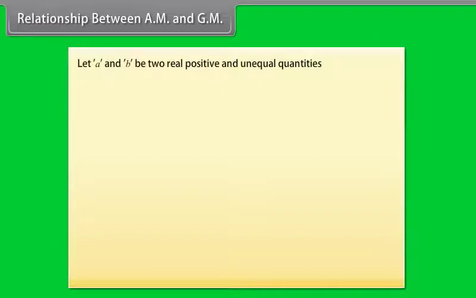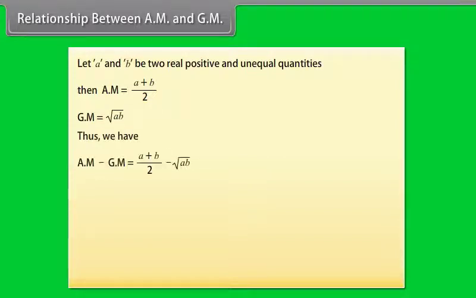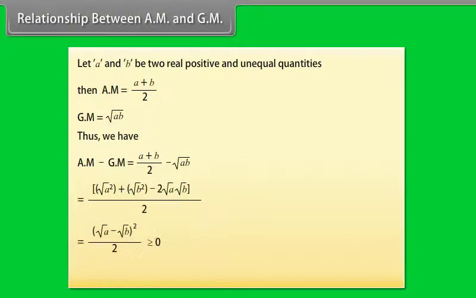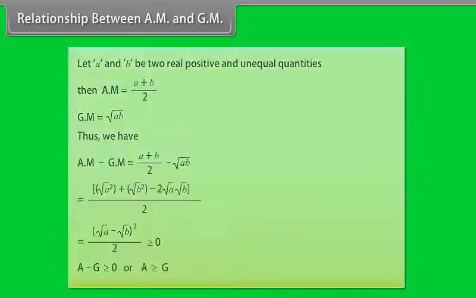Relationship between AM and GM. Let A and B be two real positive and unequal quantities. Then, arithmetic mean is equal to A plus B divided by 2. Geometric mean is equal to square root of AB. Thus, we have arithmetic mean minus geometric mean is equal to A plus B divided by 2 minus square root of AB. And on solving, it is found that the difference is greater than or equal to 0, and A is greater than or equal to G.